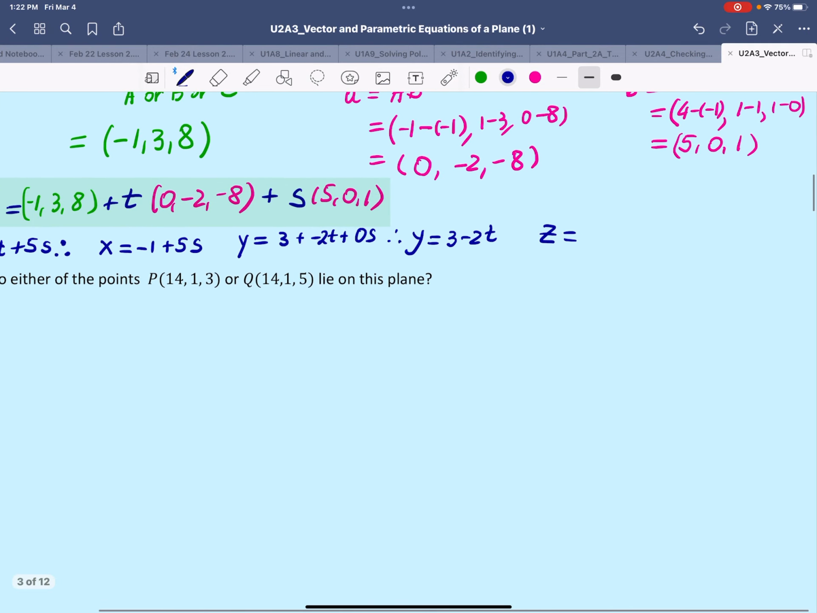Eight minus 8t, and then plus 1s. So here we are. We have the direction vectors all in. And here are the parametric equations.